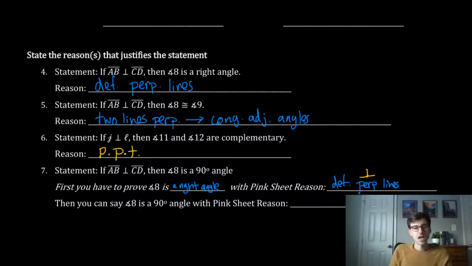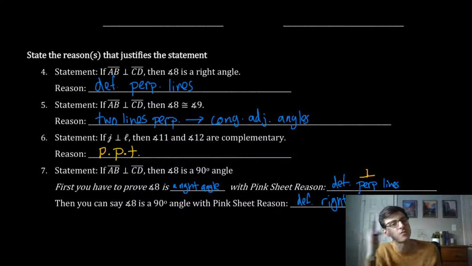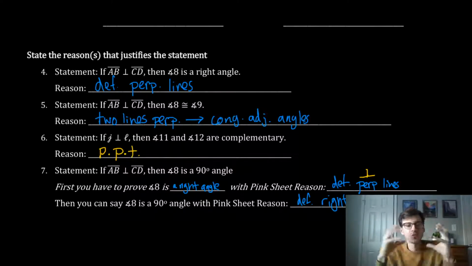Then I can say angle 8 is a 90-degree angle. Well, if something's a right angle, we know it's 90 degrees by the definition of right angles, right? The definition of a right angle is that if an angle is a right angle, it's 90 degrees. And there you have it. That is all of these reasons that we pulled together using all of our different complement and supplement reasons. We proved a lot of things. We justified a lot of statements using those different reasons. So hopefully that helps you see how these work in action.